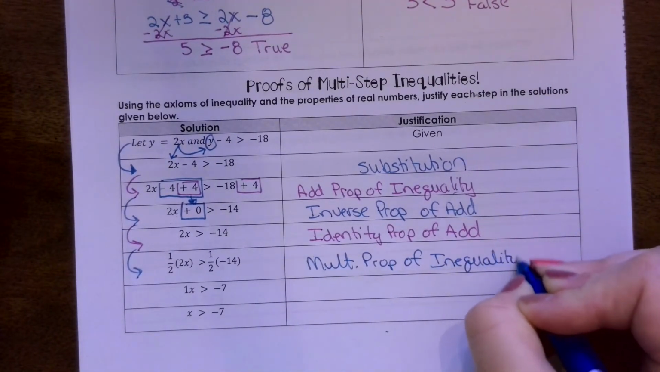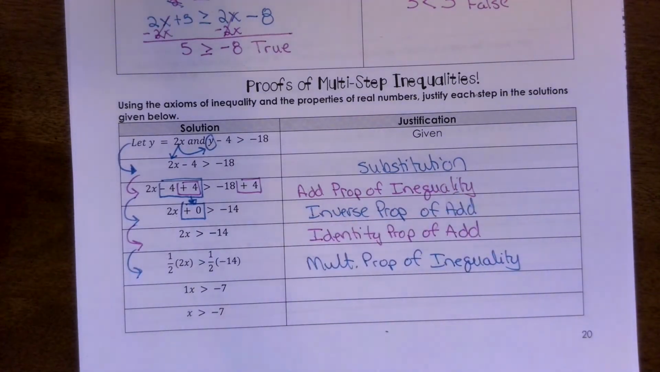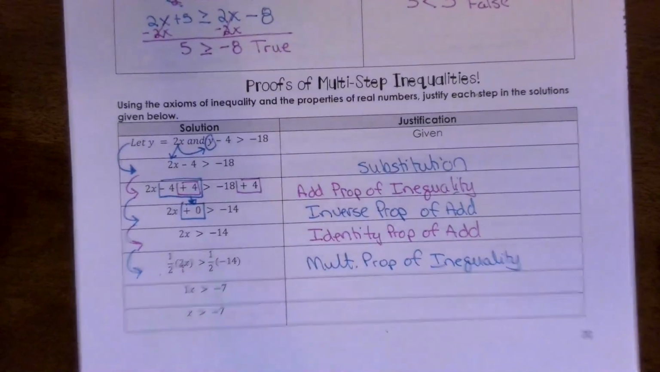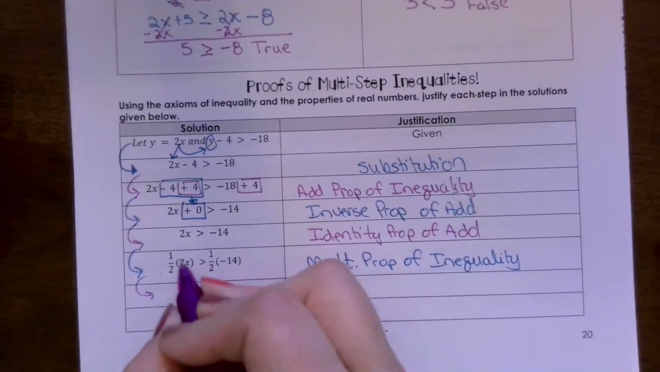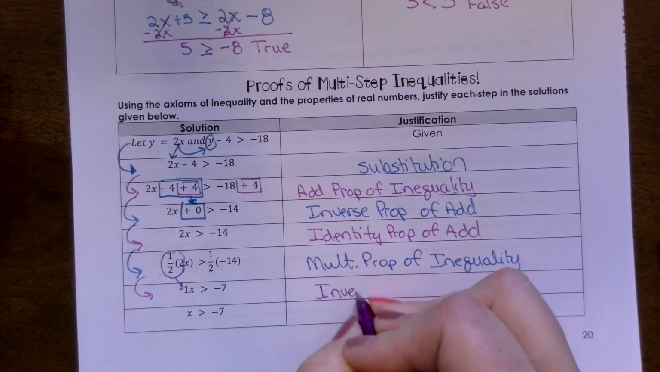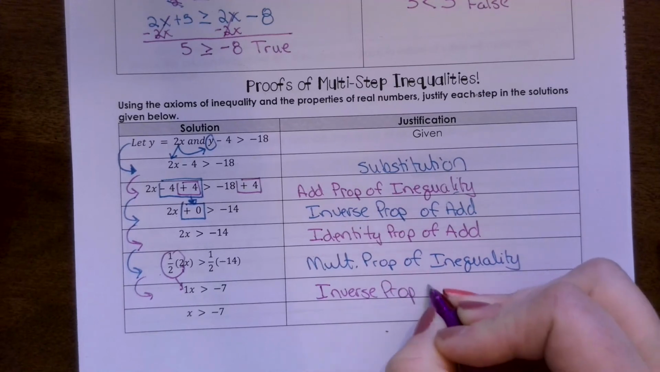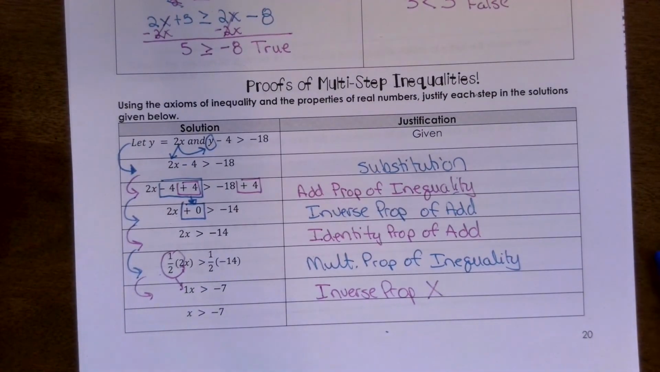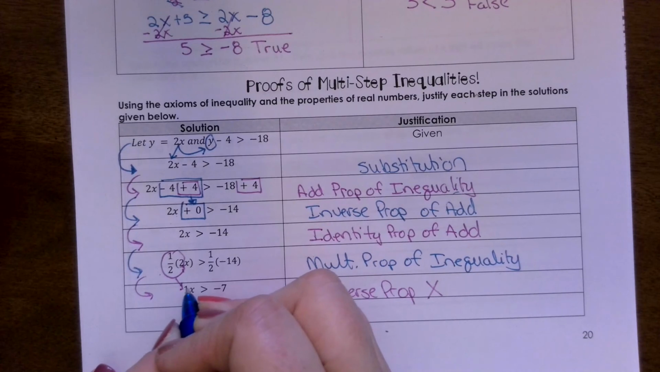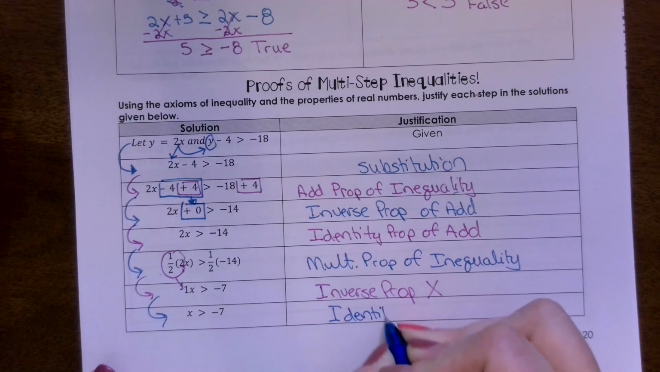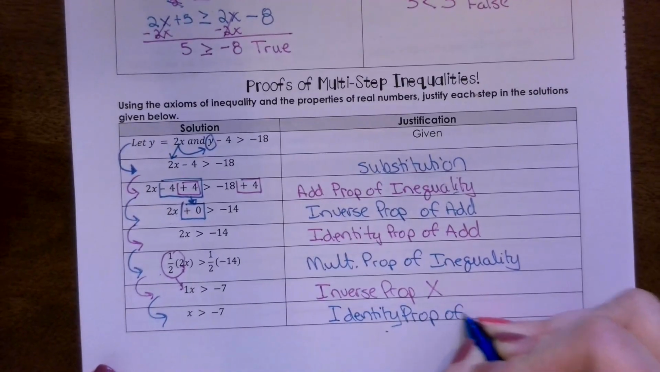So again, big difference here is that rather than a property of equality, I'm just using a property of inequality. Now the pattern continues. When I multiply a number by its reciprocal, 2 over 1 times 1/2, and I result in 1 right here. That is the inverse property of multiplication. So a number multiplied by its reciprocal is the inverse property of multiplication. And finally, any number times 1 is itself, and there is the identity property of multiplication.